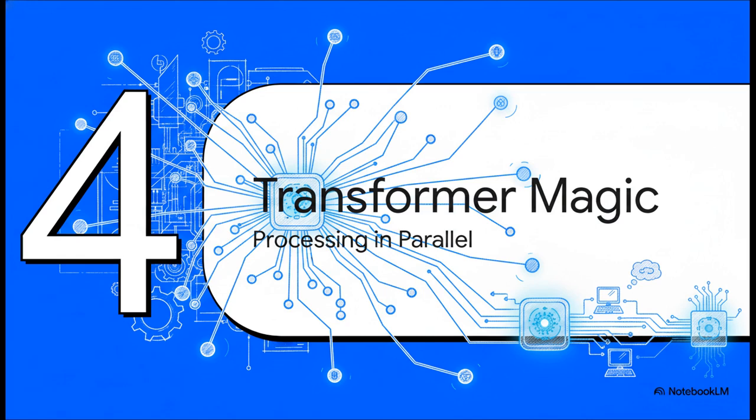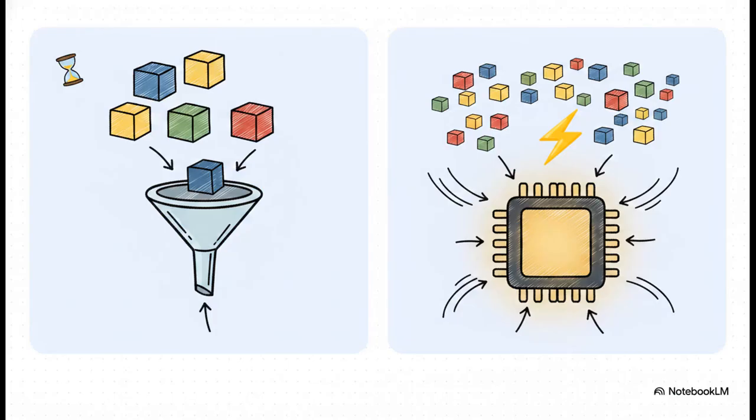Now, we're descending into the absolute deepest architectural core of our blueprint. Section 4, the magic of transformers and processing in parallel. Because really, how on earth do computers crunch all this data? Well, that staggering computation we just discussed is handled by special computer chips called GPUs. They are fantastic at doing many things at once.